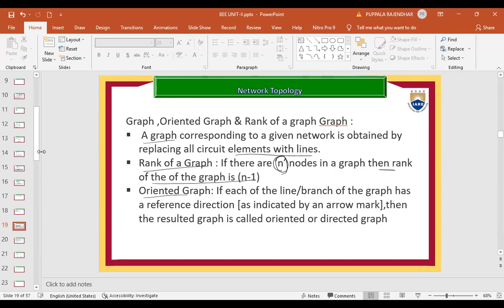What is the oriented graph? If we have assigned some directions for all the elements here, just if we are drawing some graph here, if you are given some directions here, that graph is called the oriented graph. If each line branch of the graph has a reference direction, then the resultant graph is called the oriented or directed graph.